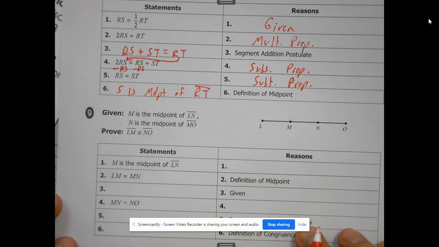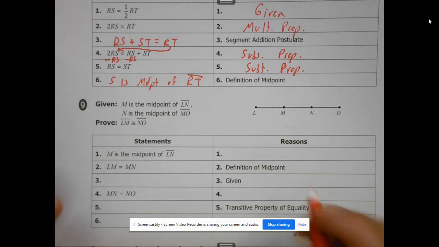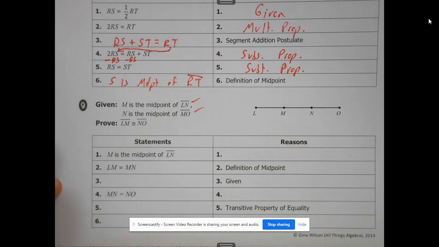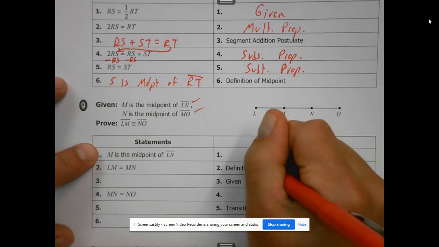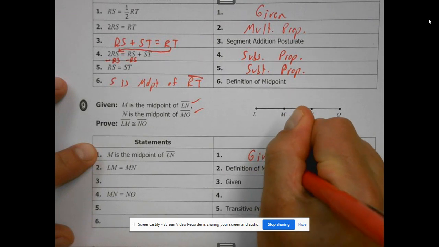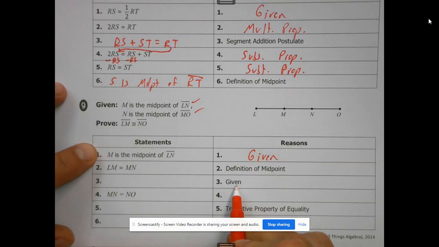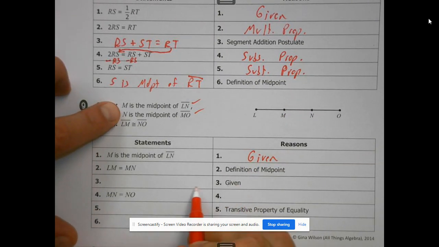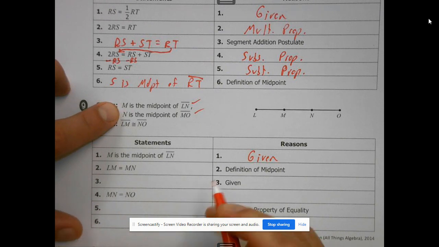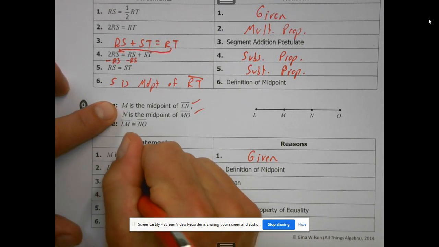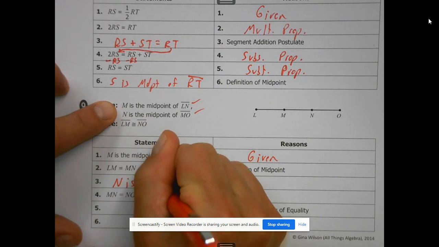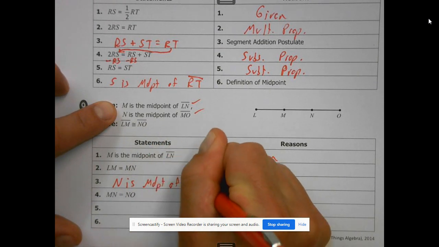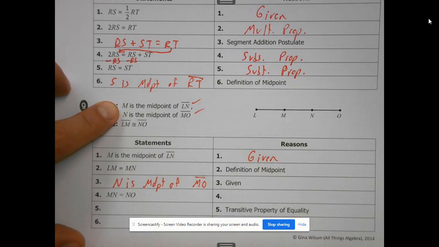Number 9. Let's see, I got 2 givens, right? M is the midpoint of LN. That was given. Hey, here's my other given. So I got to put the second given into the statement that needs it right here. N is midpoint of MO.